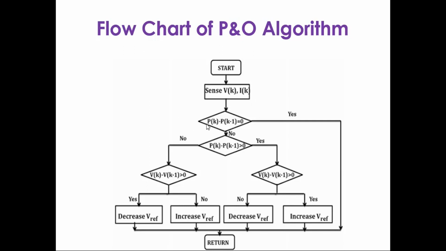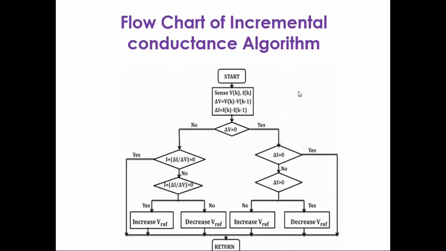Say, for example, somebody asks what if the radiation changes? Ultimately, this P is a product of V and I, that is voltage and current. So in both cases, the voltage and current, and ultimately the power, will change. So this results in these four possibilities.